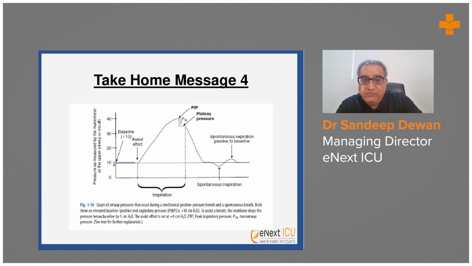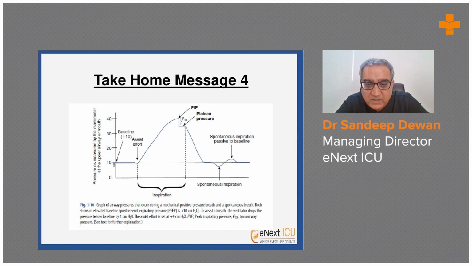So this is a graph, a very common graph appearing on the ventilator. As you can see at the top, I have shown the PIP. This is how the inspiration is starting. You can see on the graph, you start with a PEEP of 10. Then there's an inspiration happening, and at this peak, the inspiration ends. This is known as peak inspiratory pressure.